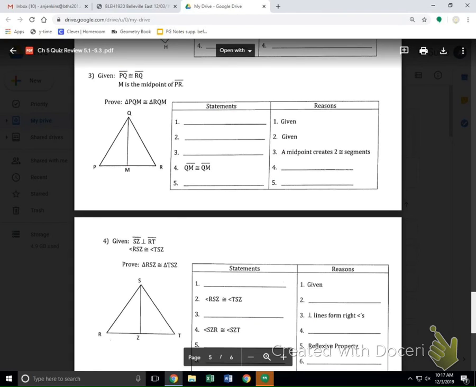So this one tells you that PQ is congruent to RQ. I'm going to draw that in. PQ is congruent to RQ. And how did we know that? This is given. Yep.